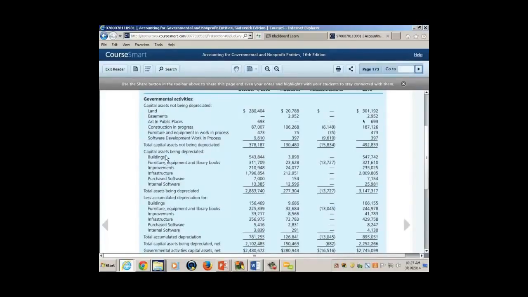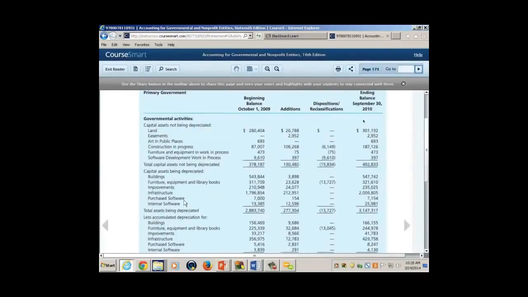So what are the items not being depreciated? Land, easement, art, construction work in progress, software development. Notice capital asset being depreciated. Are these guys using modified approach? Is this entity using modified approach for its capital assets if I showed you this? No, because they are doing what? They are depreciating. Everybody with me? Okay. Everybody got that? Okay.